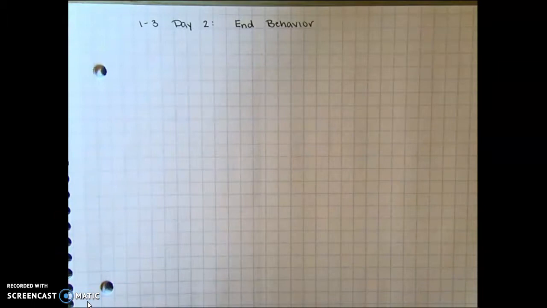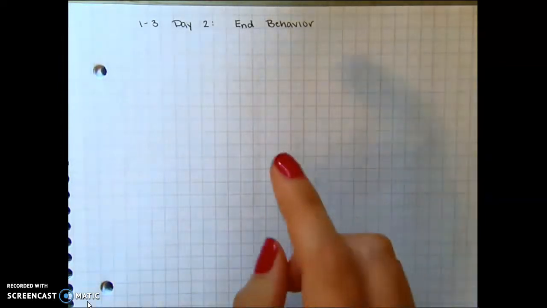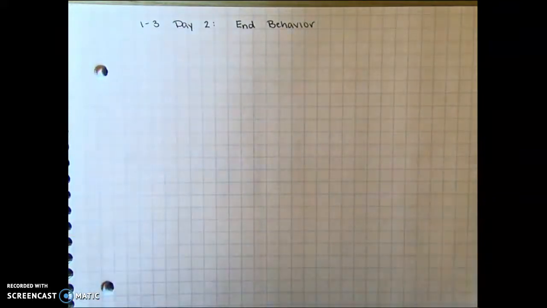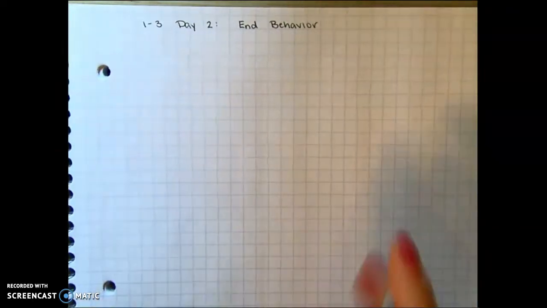End behavior. So we've been talking about limits and continuity, and that's if our values are approaching a specific value, which we've been calling C. But what about the ends of the graphs? So the ends of the graphs, there's left end behavior and right end behavior.